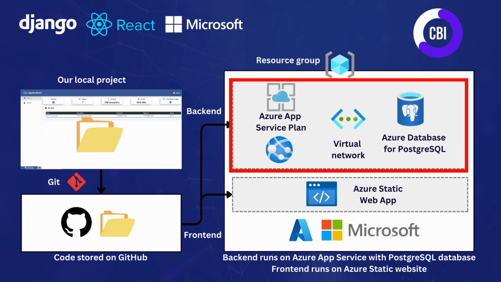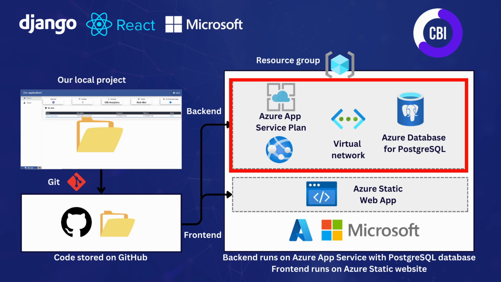The next thing that we need to create on the Azure portal are all of the different services that we will need for our Django backend. And if we take a look at our architecture, you can see that we need an Azure App Service, which will provide us with the server, which is going to run our code.